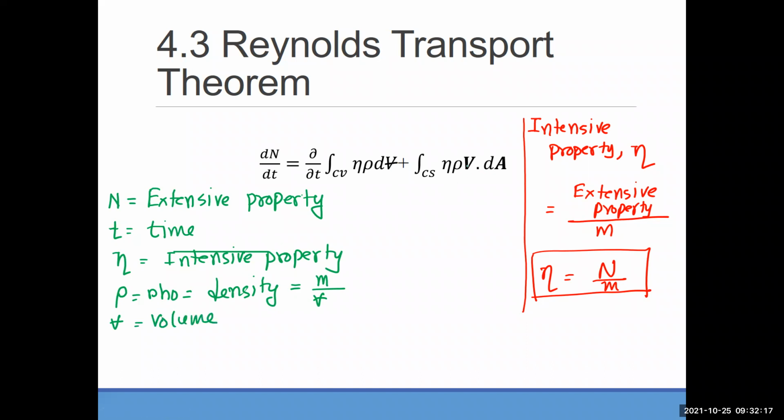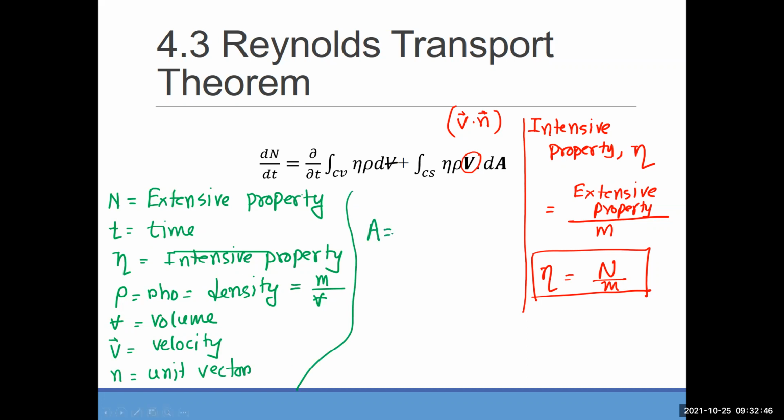What is that V? The V vector, there should be, yeah, so this part is actually V times N. And the N is unit vector, right? And A is what? The very last one? Cross-sectional area. Okay, so now we know every term of that.